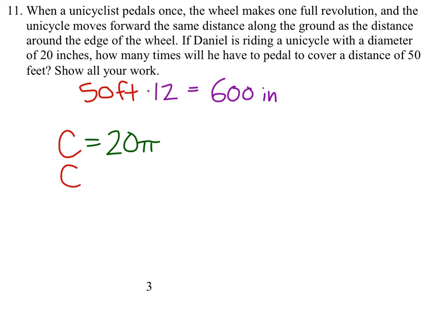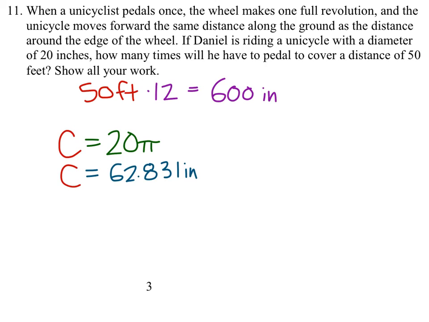So if we round this, 62.8. Give me two more decimal places: 62.831. And that would be in inches, right here. Now this is the circumference of the wheel.